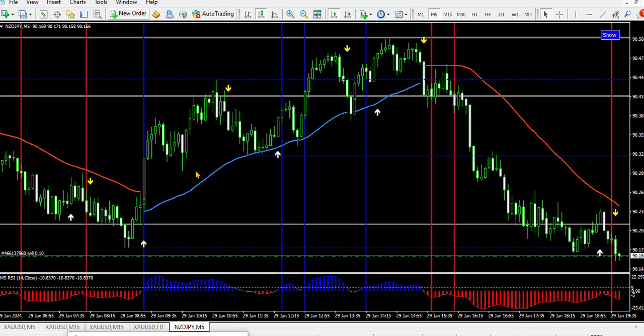I have combined a few indicators together to come up with this particular strategy, and I want you to follow me closely as I explain how to use it. This strategy can be used on any forex pair you want to trade, like EUR/USD, NZD/JPY, GBP/USD. It can also be used on cryptocurrency like Bitcoin, Ethereum, Litecoin, Dogecoin, Memecoin, and the rest, as many crypto pairs as you have on your MT4.